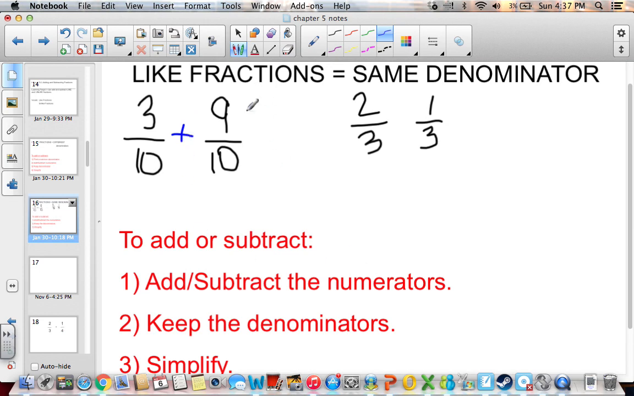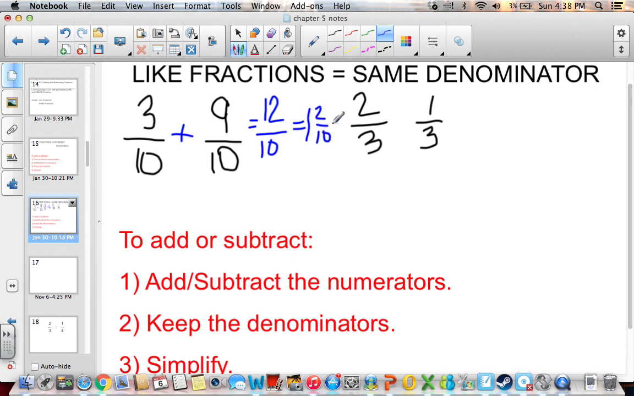I add the numerators, so 3 plus 9 is 12. And then I keep the denominator, so it's 10. So we have 12/10. And then when we have an improper fraction, the simplest form is always the mixed number form. So we want to convert 12/10 to a mixed number. I know that 10 goes into 12 one time. 10 times 1 is 10, and then I have 2 left over. So I have 1 and 2/10, because 12 minus 10 then is 2.